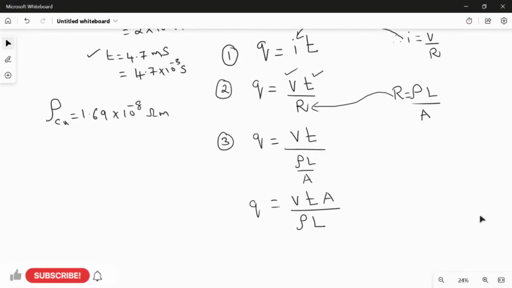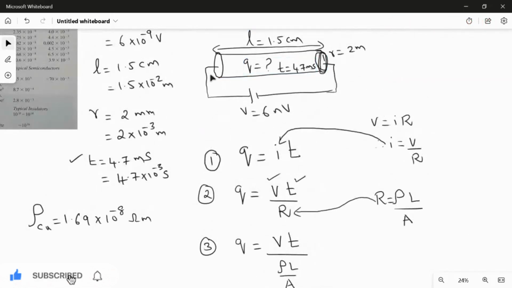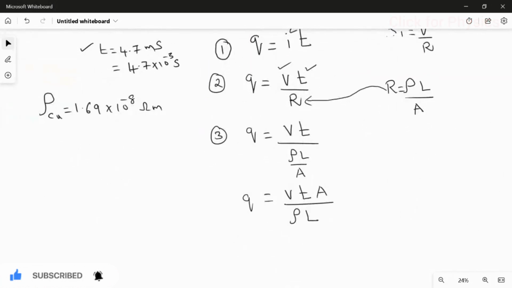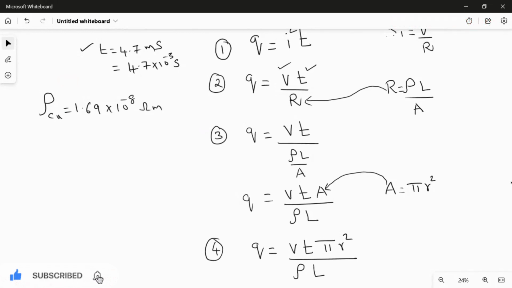So as I already mentioned, if you see the cross-sectional view of this copper wire, let's go back to the diagram. It looks like the area of a circle. As we already know, the formula for the area of the circle A is equal to pi r square. So I'm going to substitute it here. Our equation will be modified again as Q is equal to potential V multiplied by time, and in place of area I'm going to use pi r square divided by the resistivity of the copper multiplied by length.